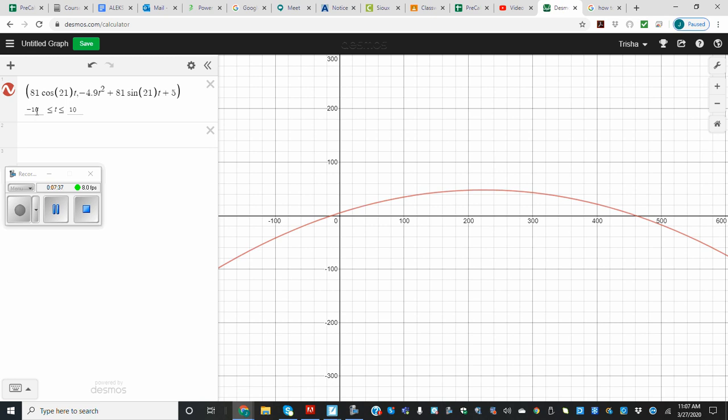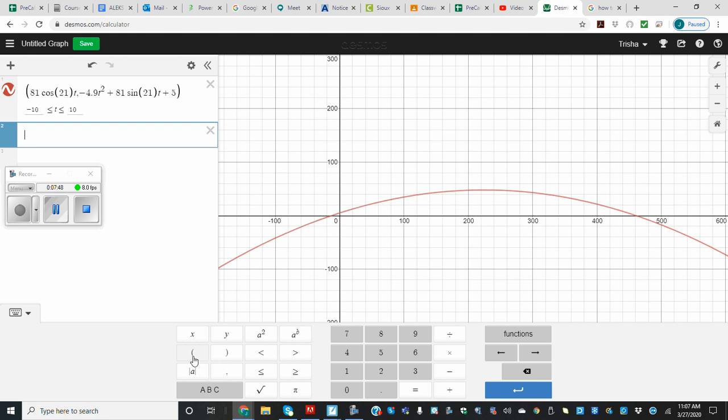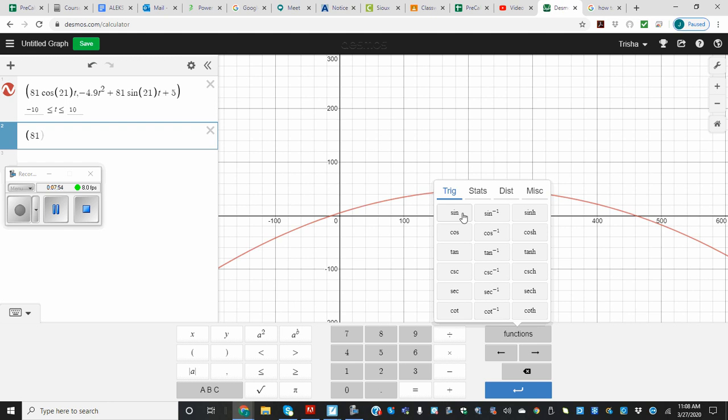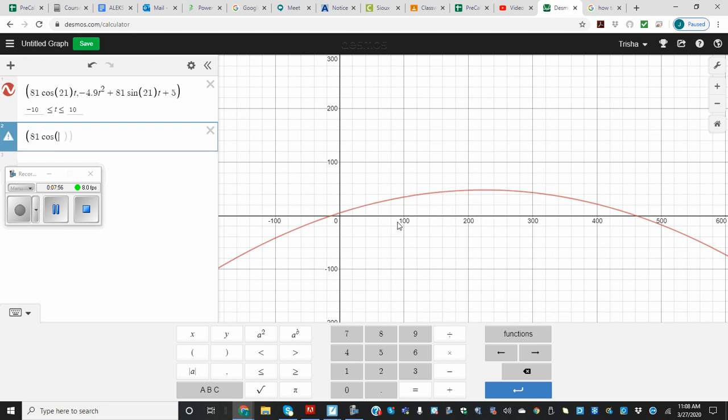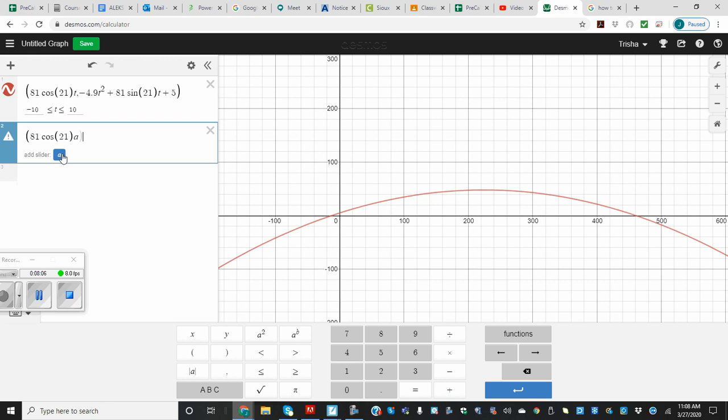So what you're going to do is create another equation. We're going to type in the same exact equation, except don't use the letter T. You can use any other letter, but just don't use T. So I'm going to use A. I'm going to do the same exact equation, but I'm not using T. Like I said, I'm going to use A. Now it brings up add slider. You want to add a slider. So we're going to add a slider.